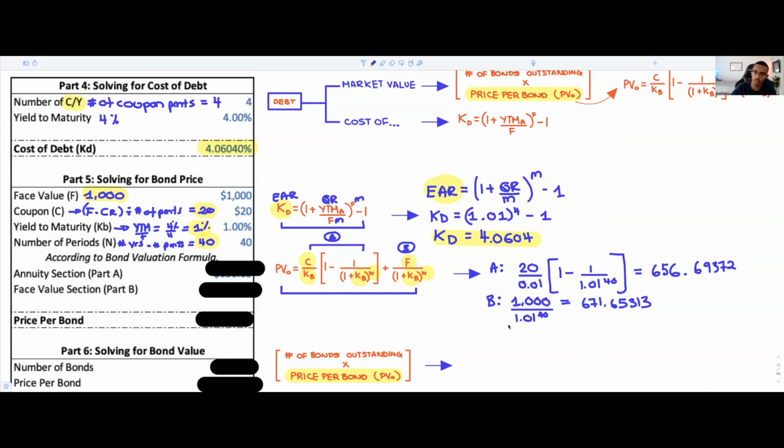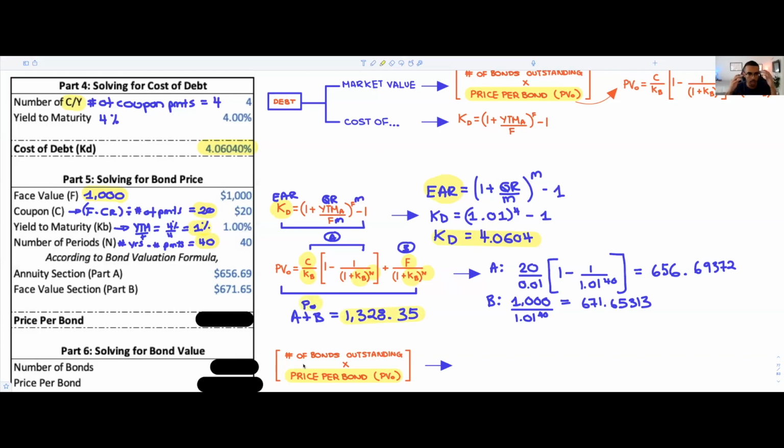Now, to find the price of the bond, we're just going to do A plus B. Just to show you that I'm correct, we have these two amounts, and that gives us 1,328.35. That's going to be the price of our bond.